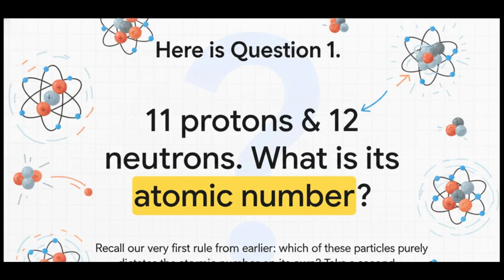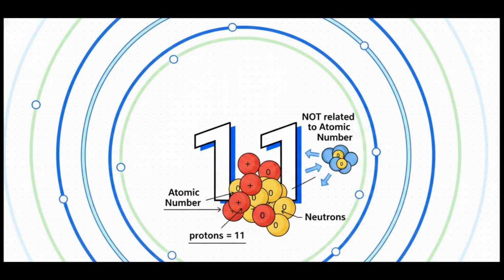Question 1. Imagine an atom has 11 protons and 12 neutrons. What is its atomic number? Think back to our very first rule. Which particle is in charge of this? It's 11. Remember, the atomic number is literally just the proton count. The neutrons have absolutely nothing to do with it.